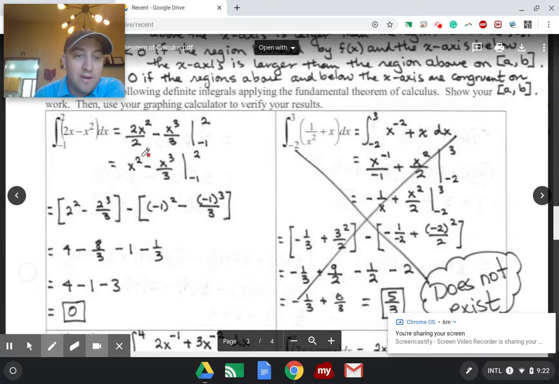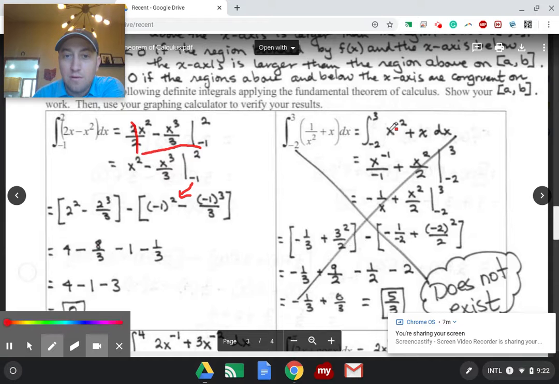So the antiderivative, let's clean this up a little bit. The 2's cancel out. We end up with x squared and then minus x cubed over 3. And then all we have to do is plug in 2, and then minus, plug in -1. And then there's our answers down there.